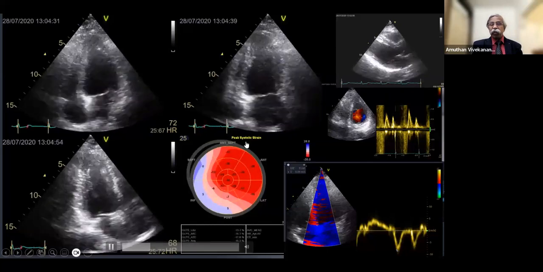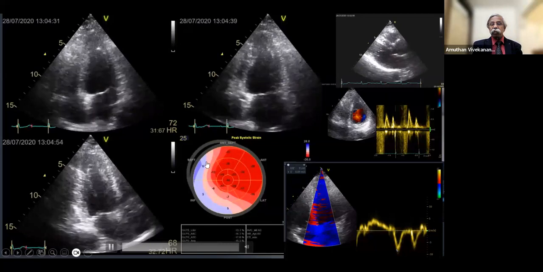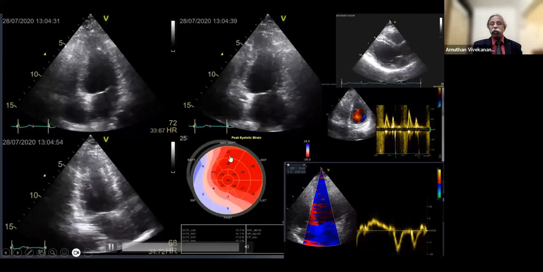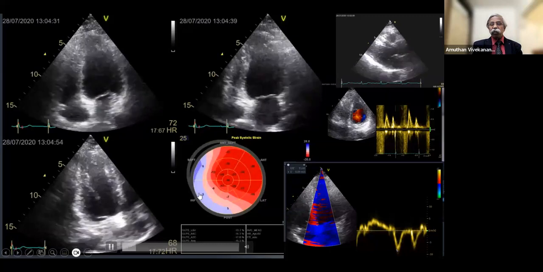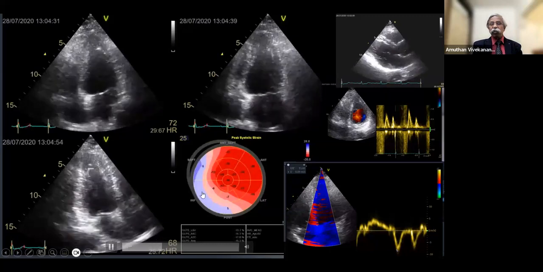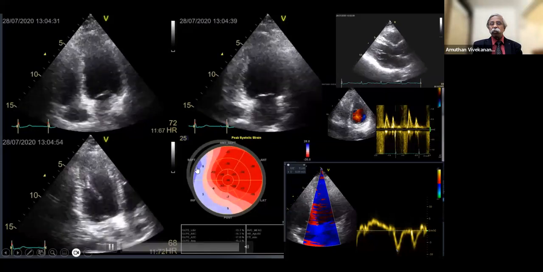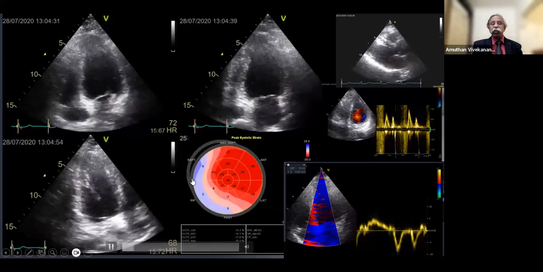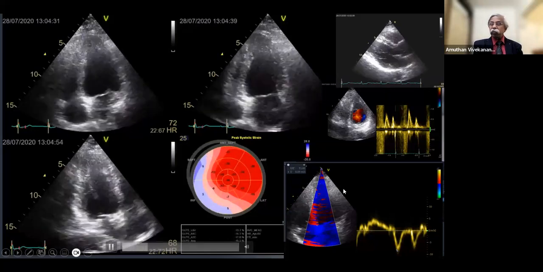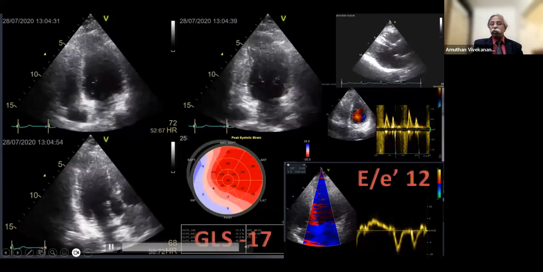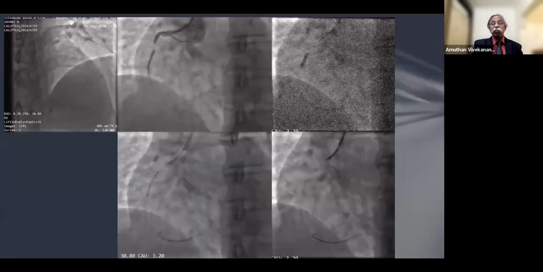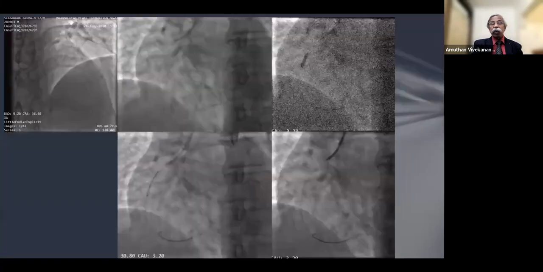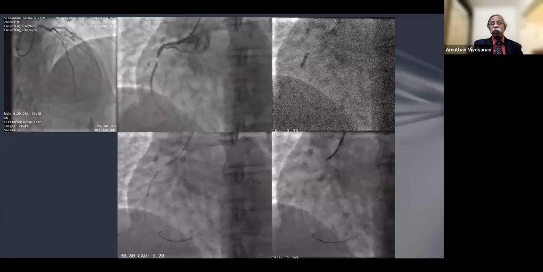Unlike the anterior wall MI associated with the LAD territory, this is an inferior wall MI: inferior septum, inferior wall, and the posterior wall are clearly affected. This blue color is the strain map, and the GLS is minus 12. The diastolic function is very abnormal with an E/e' of 12. And this patient had a 99% occlusion in the mid RCA.